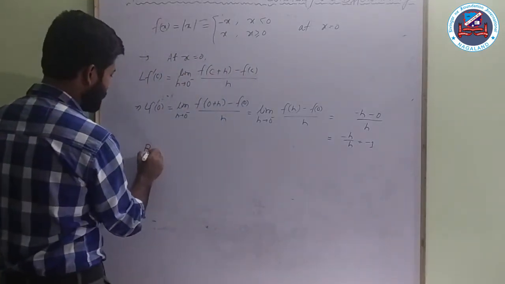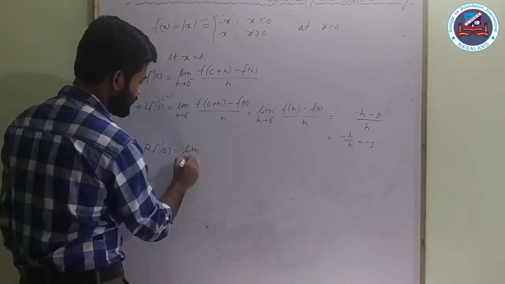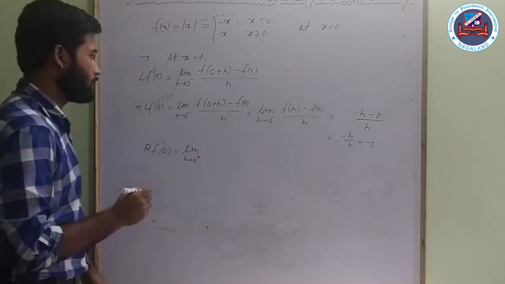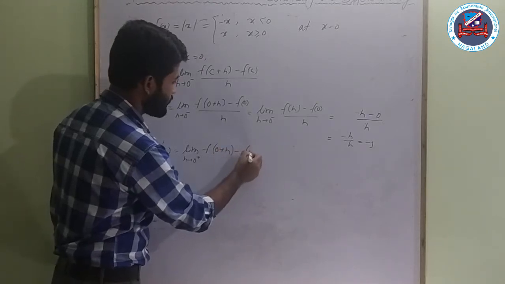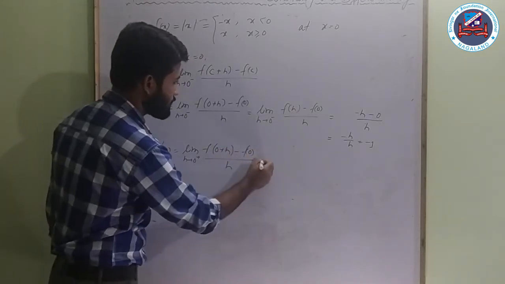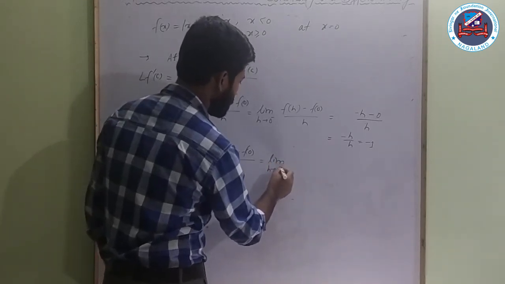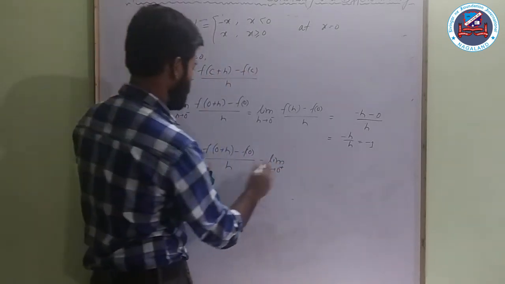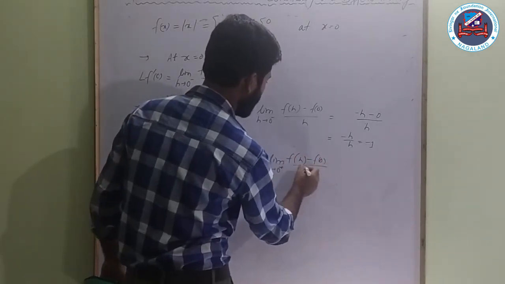For the right hand derivative Rf dash at the point 0, we have limit h tends to 0 positive of f of 0 plus h minus f of 0, divided by h, and that is equal to limit h tends to 0 positive of f of h minus f of 0, divided by h.